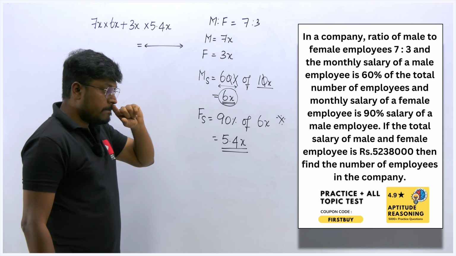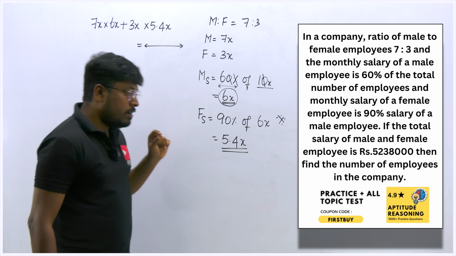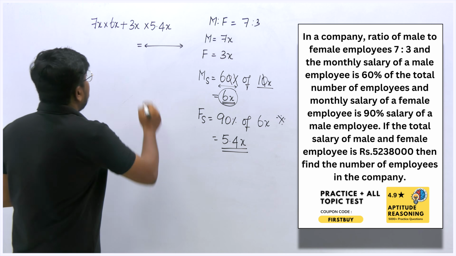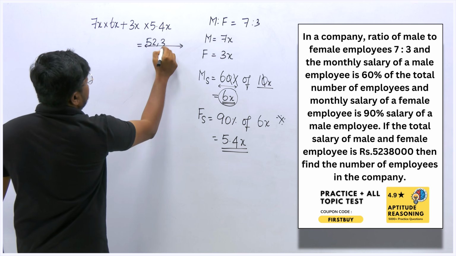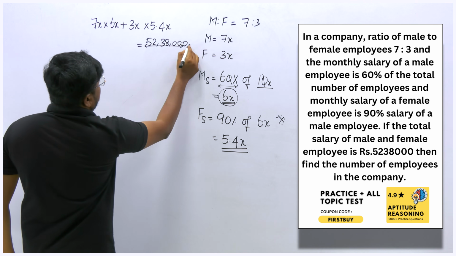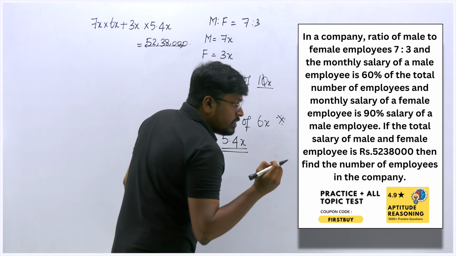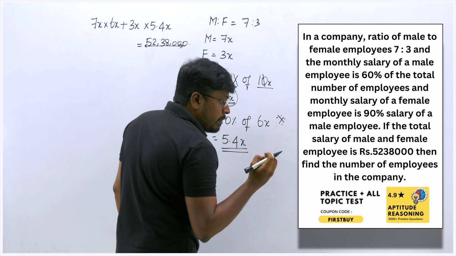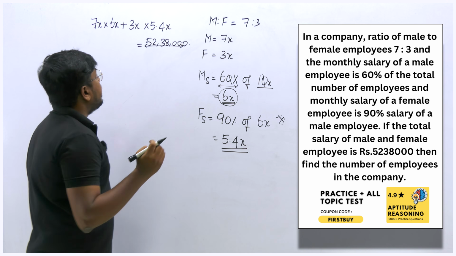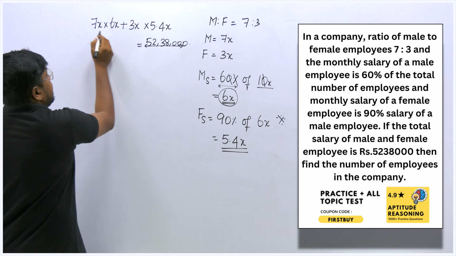Just a moment, 52 lakh 38,000. Let me check the question. Okay, 52 lakh. Okay, so let's find the answer.